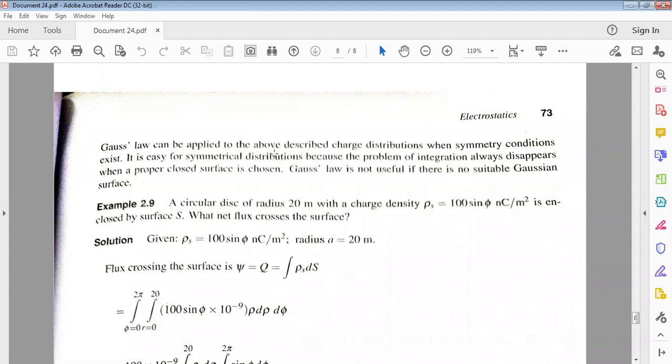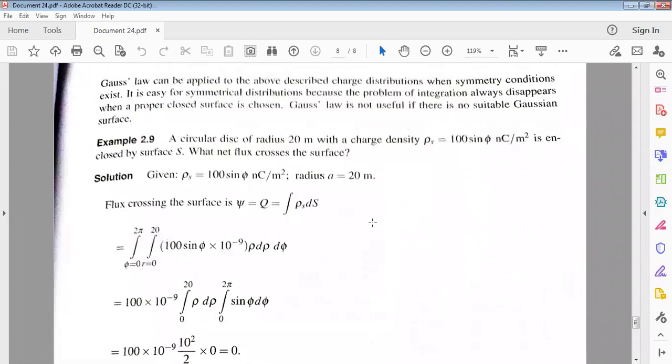Of course, this is the limitation, and this is the most frequently asked question in the short answer questions: what are the limitations of Gauss law? It is applied to a definitely closed surface, which can be of any arbitrary shape, and the electric field must be constant. These are some limitations.